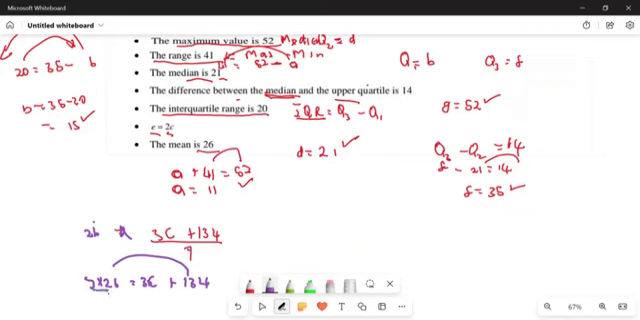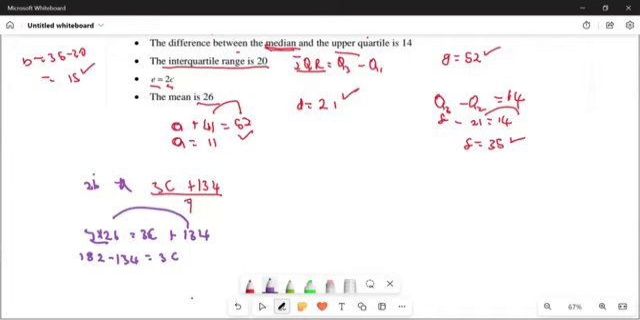What did you get for this one? 182 minus 134, which is going to be equal to 3C. Okay, what do you get? 48. 48 divided by 3, divide by 3. It says what is going to be our C? 16. It's 16. Then we get 1 mark for it.